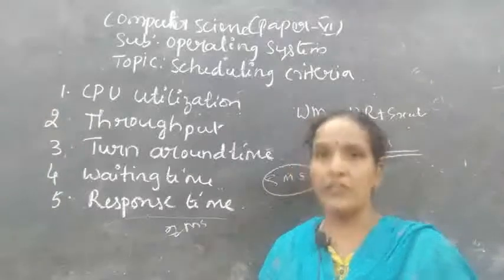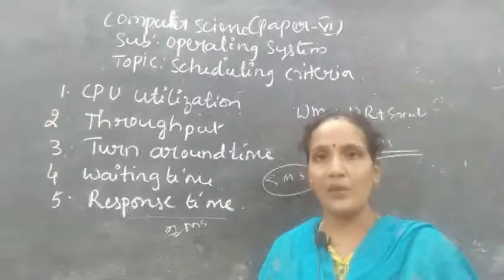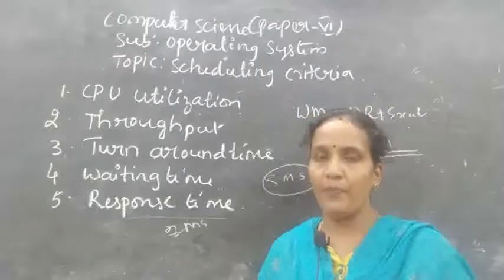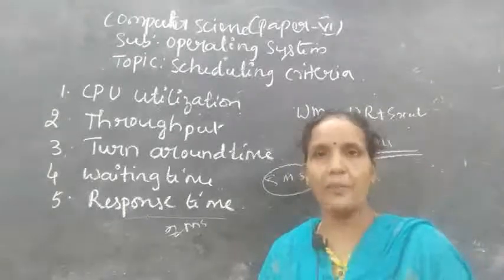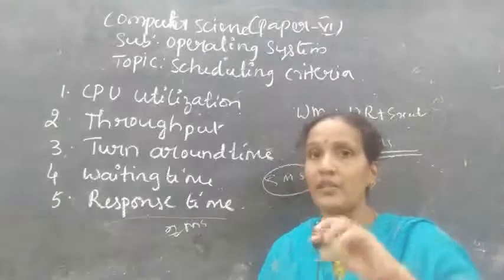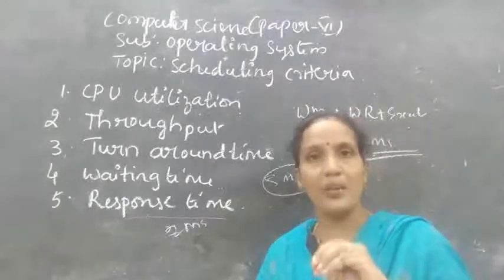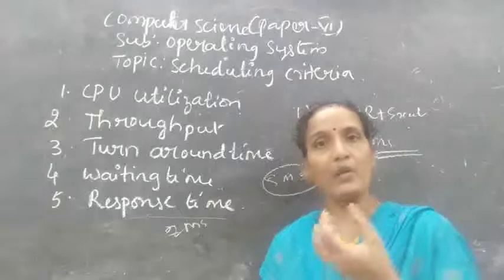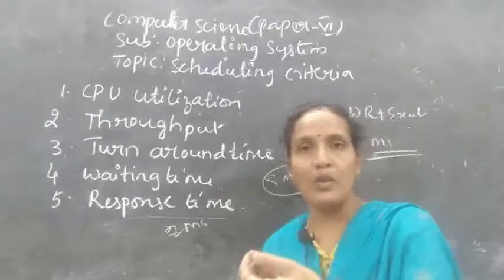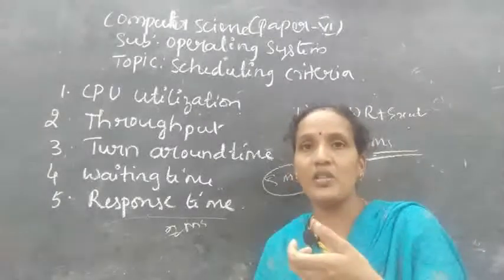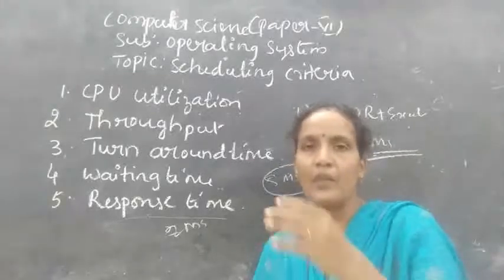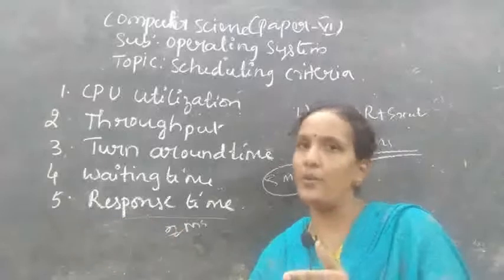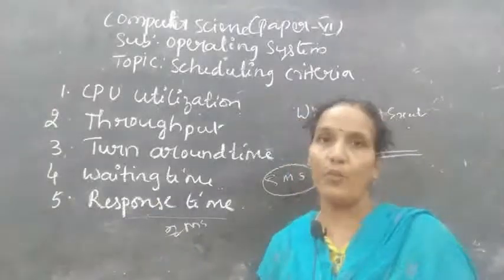Now, waiting time means how much time the process waited in the memory, in the ready queue. In execution itself there is no waiting time. It is how much time the process waited in the ready queue for the scheduler, until it is loaded into the processor. That is nothing but the waiting time.